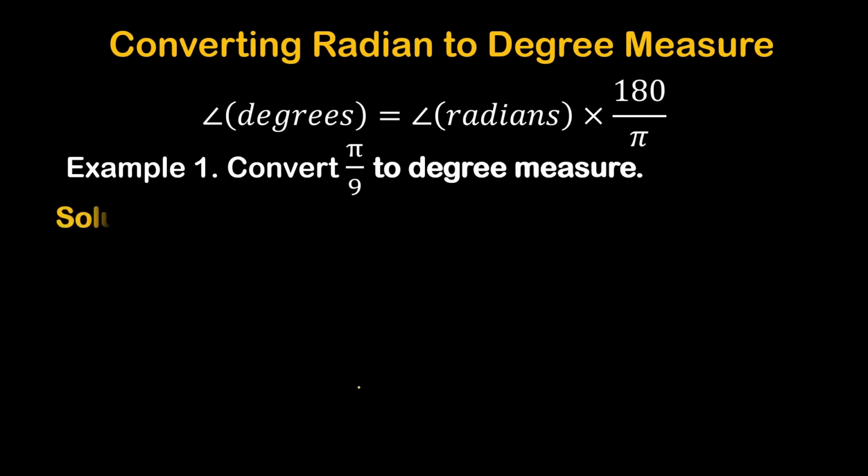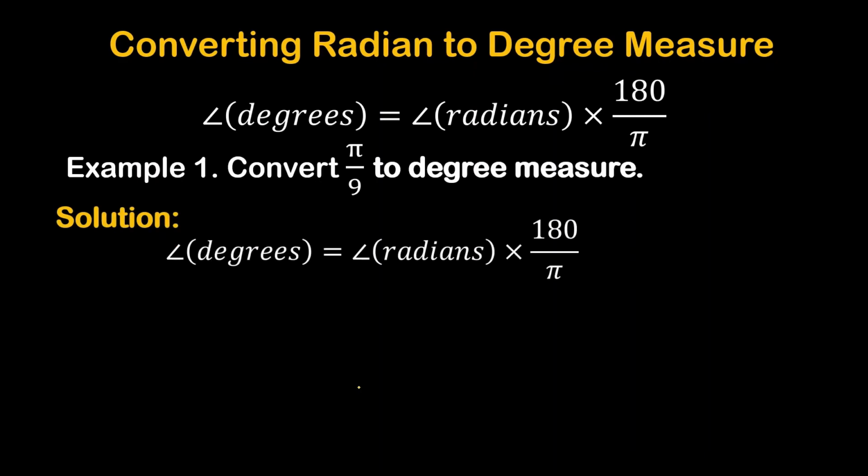Now, again, to convert radian to degree, ang gagawin lang natin is i-multiply lang natin kung ano yung ating given na radian measure by 180 over pi. So, dito ang ating radian measure is equal to pi over 9. Then, i-multiply lang natin yan by 180 over pi.